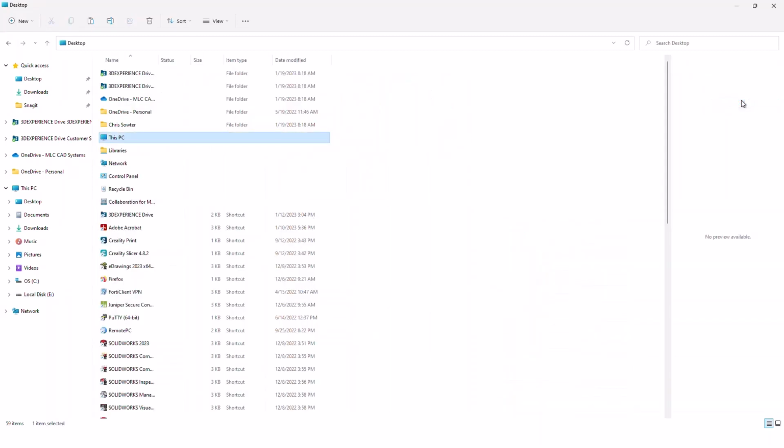That takes you out of the PDM system. It frees up your license. The license goes back into the pool. Now other users can access that license.